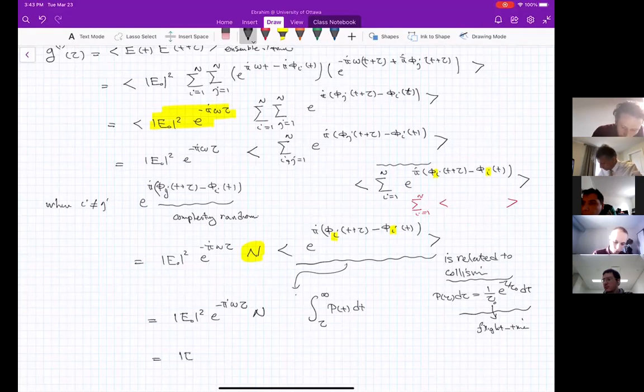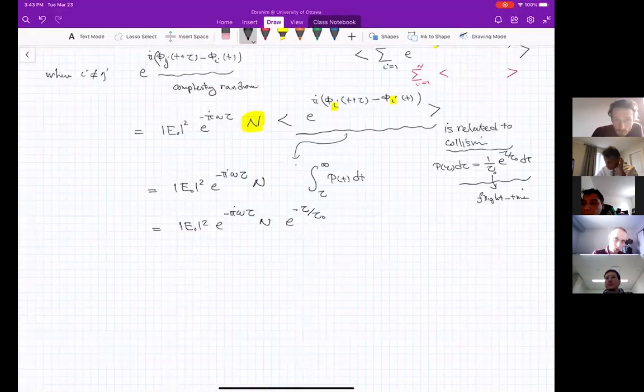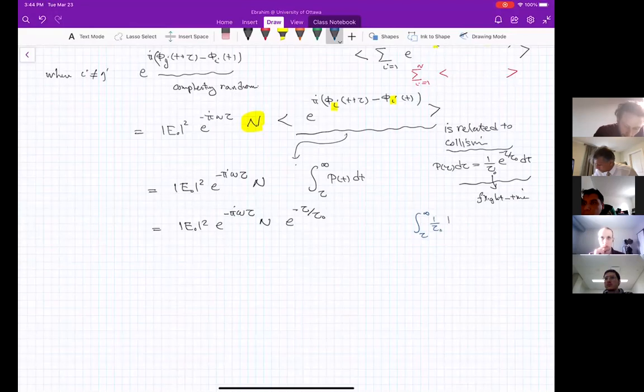You will get E0 power of 2, e power of minus i omega tau, n, then e power of minus tau divided by tau 0. So on the side, I will write the integral, by the way, the integral from tau to infinity of 1 divided by tau 0, e power of minus t divided by tau 0 dt.